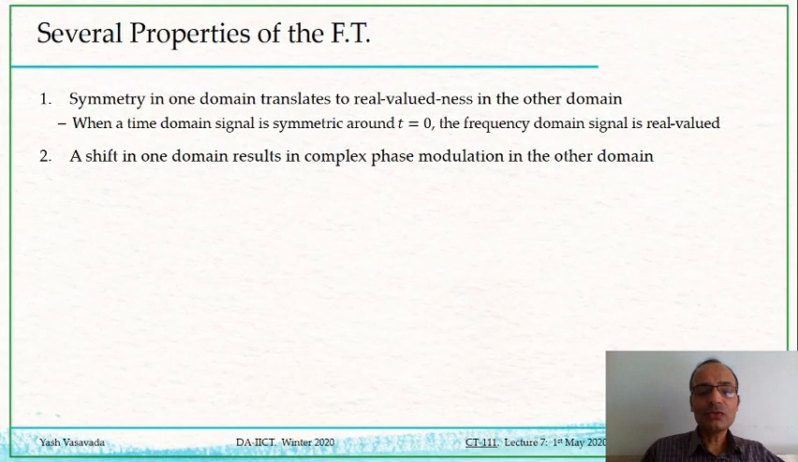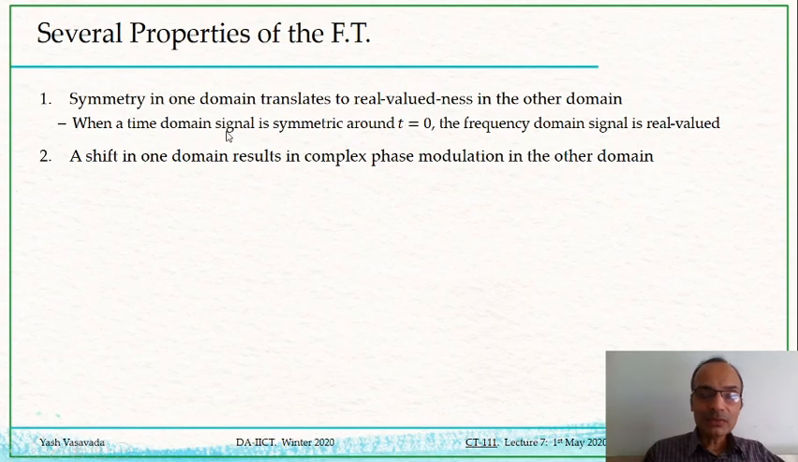There is this property of the Fourier transform which says that if the signal is symmetric in one domain, let us say in the time domain, then its Fourier transform, its frequency domain representation, is going to be entirely real valued.